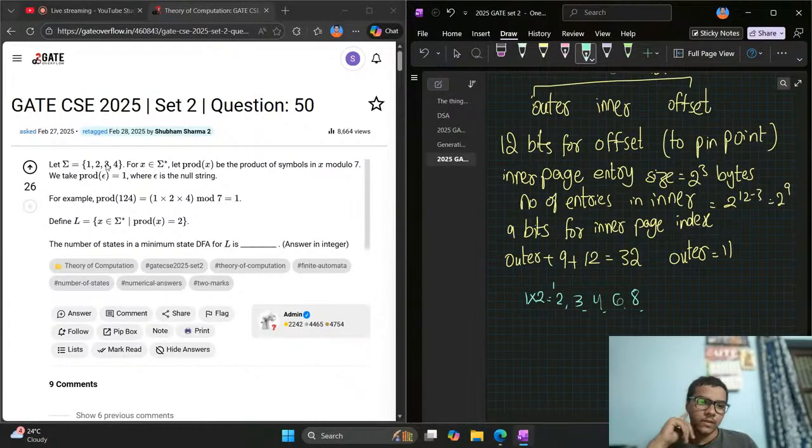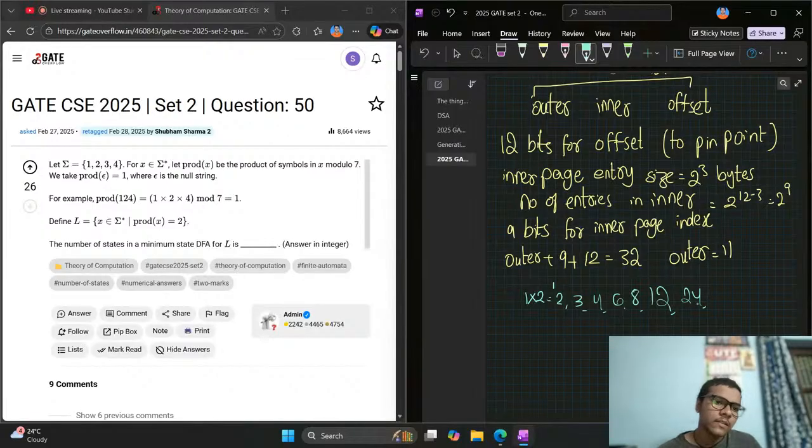2 4s are 8. 1, 2, 3, 2 3s are 6. 2 4s are 8. 3 4s are 12 is there. And 1, 2, 3 again 6. 1, 2, 4 again 8. 2, 3, 4 is 24. I think these are all the possible numbers that we can get out of it.